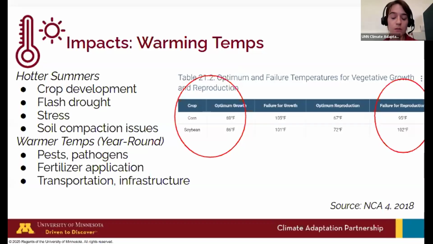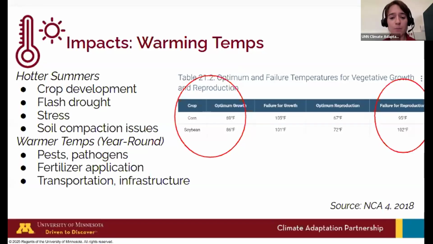So again, we might see some implications for crop reproduction and crop ability to grow when we're experiencing more of these very warm temperatures. These very warm temperatures can also interact with that decrease in precipitation that we are expected to see due to increased evapotranspiration, and that can result in flash drought occurring more frequently or more severely. We can see stress happening to people, plants, and animals under warmer temperatures. I don't think that's a surprise to anybody. And we also expect to see soil compaction issues again because those warmer temperatures can exacerbate those drier conditions.